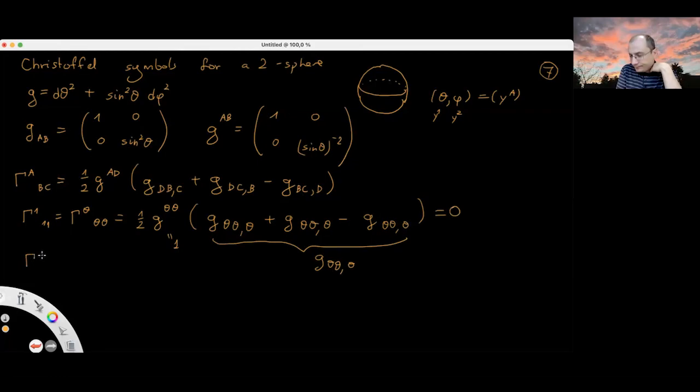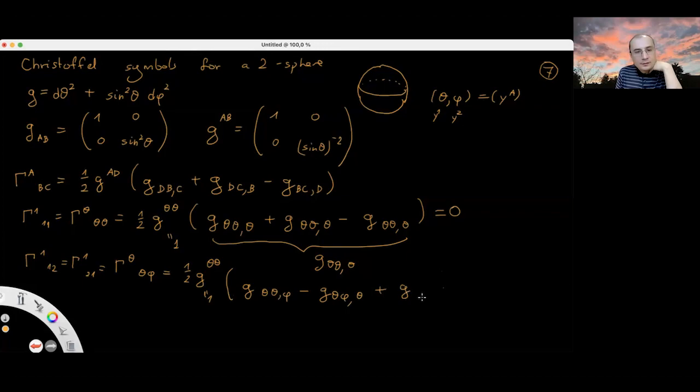The next would be gamma 112, which is the same as gamma 121, by the way, which we can also call gamma theta theta phi. How do we calculate that? Well, we first have g^theta theta, the upper index, which is equal to 1. And then again, we have the bracket term: d_theta g theta phi, minus d_phi g theta theta, plus d_theta g theta phi. Again, we have the theta theta component, which is 1, so this derivative is 0. We've got the theta phi component, which is 0, and here also 0. So disappointment, again, this one is also 0.